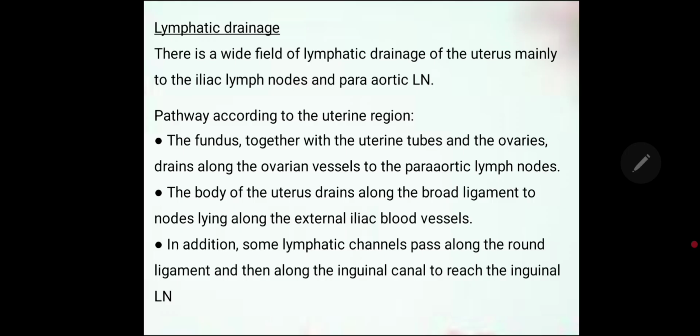The lymphatic drainage of the uterus is a wide field, mainly to the iliac lymph nodes and para-aortic lymph nodes. The para-aortic lymph nodes drain mainly the uterine fundus and fallopian tubes, accompanying the ovarian lymphatic drainage.